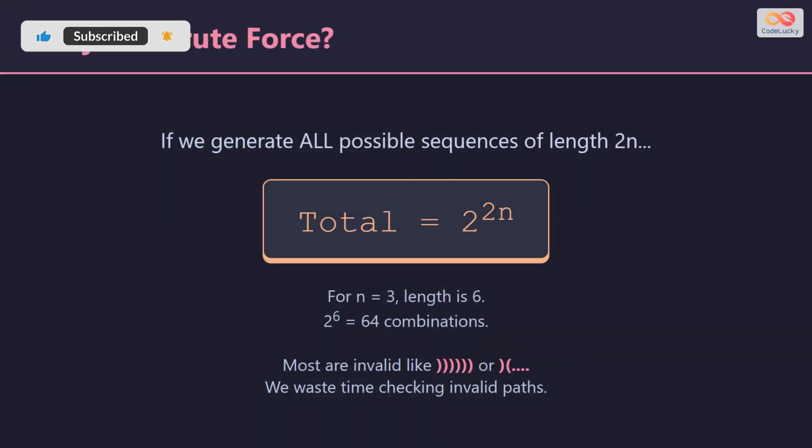A naive approach might be to generate every possible sequence of brackets and then check if they are valid. However, for n pairs, the string length is 2n, and this creates 2 to the power of 2n possibilities. For n equals 3, that is already 64 combinations. As n grows, this number explodes. Most of these combinations will be invalid, so checking them all is a waste of computing power.